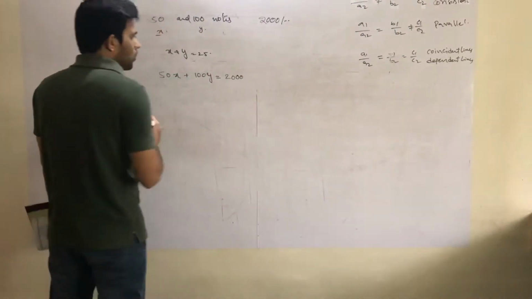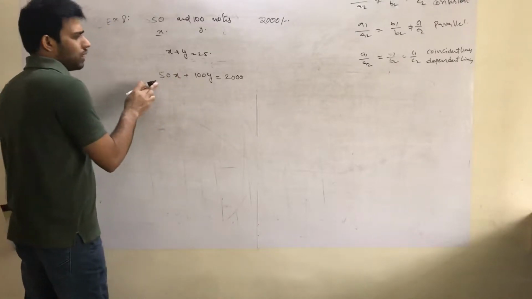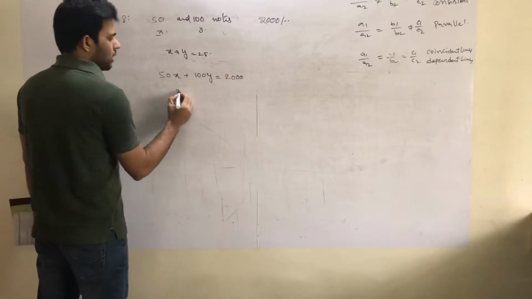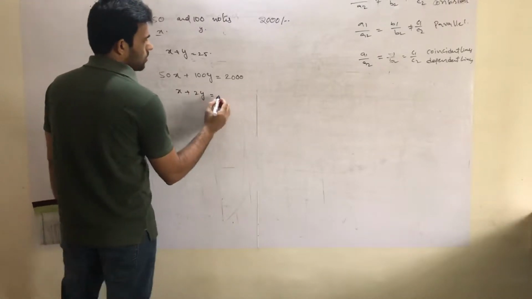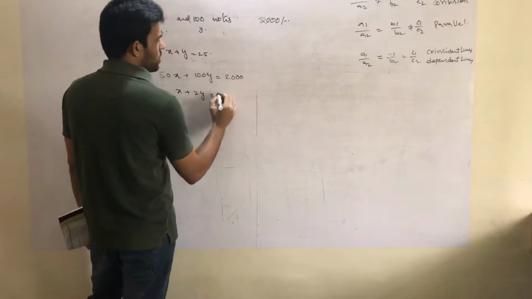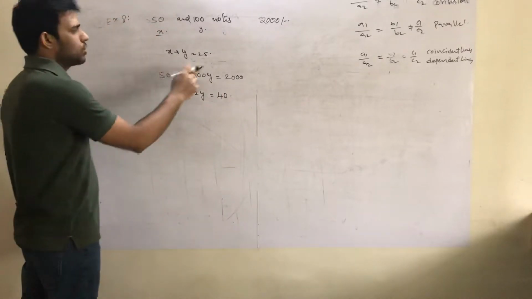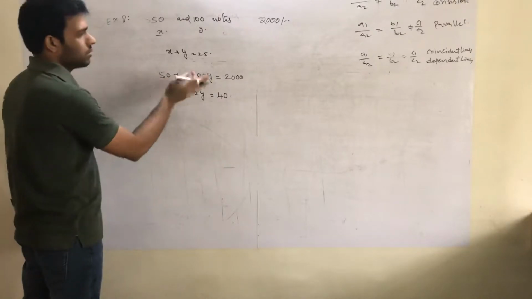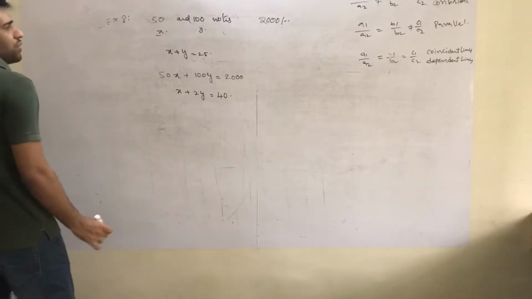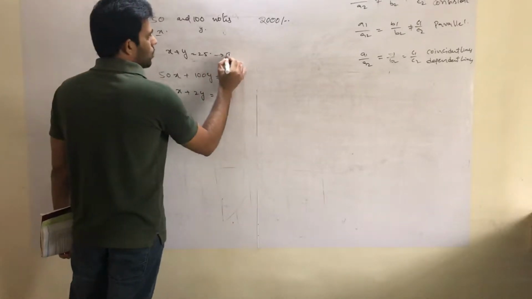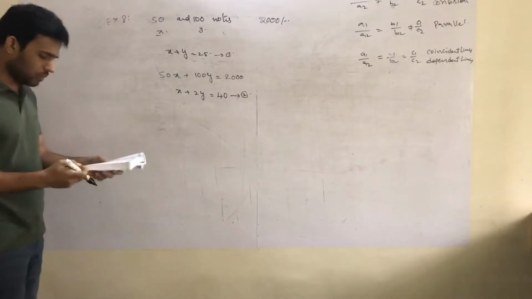So what I can do is simplify this equation. If I divide this equation by 50, then I will get X plus 2Y. 2000 by 50 means 40. Or you can cancel the zeros and then divide by 5, so you will get the same equation. Now you have two equations, X plus Y equal to 25 and X plus 2Y equal to 40. Now you can solve this.